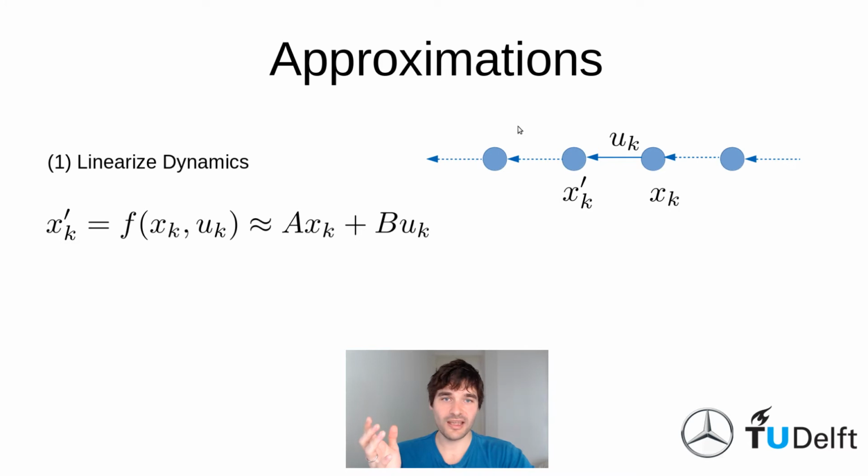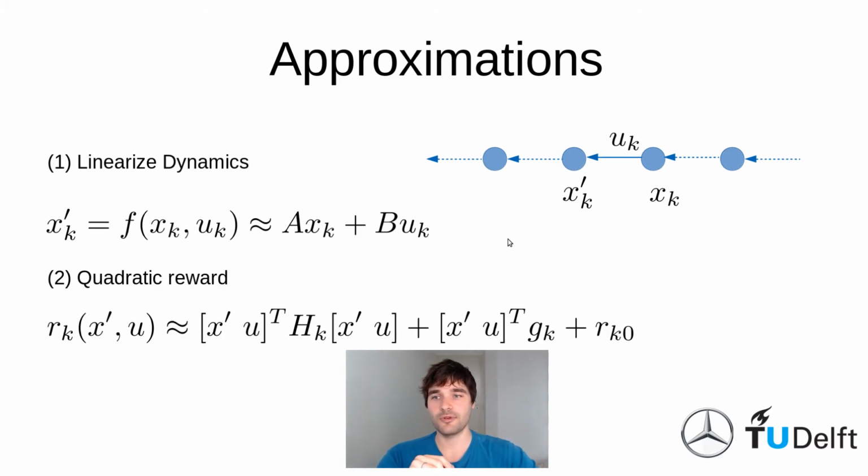The transition from here to there is a different approximation. Again, also an A and B matrix, but these are different. Okay, so it's not global, it's a local approximation. Next approximation, we approximate the reward function with a second order Taylor expansion. So it's quadratic in the states and actions. You may have seen this before.